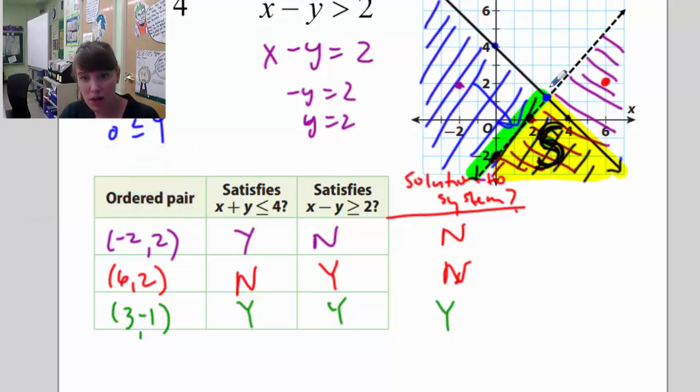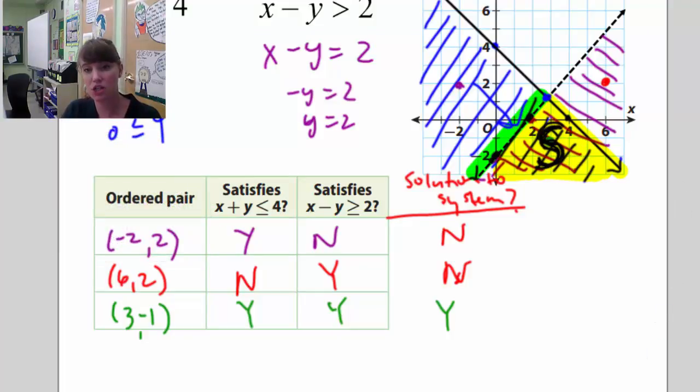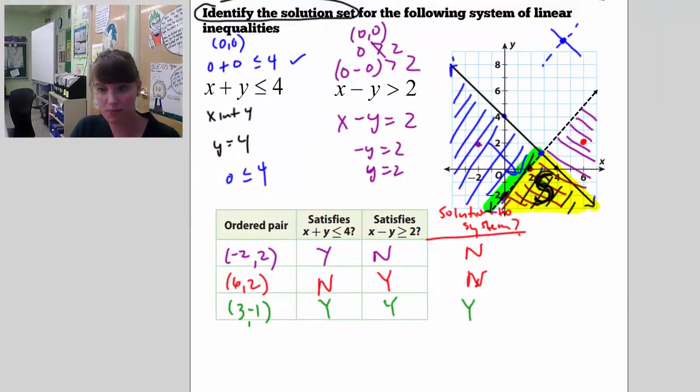And this point right here is not part of the solution set to the system because, again, it's the intersection of a solid line and a dashed line. That is never a solution to the system. If it were the intersection of two solid lines, then it would be a solution. If it were the intersection of two dashed lines, then it would not be a solution. But it is the intersection of a solid and a dashed line. So this point right here is a solution to one inequality, but it's not a solution to the other. So it's not a solution to the system.